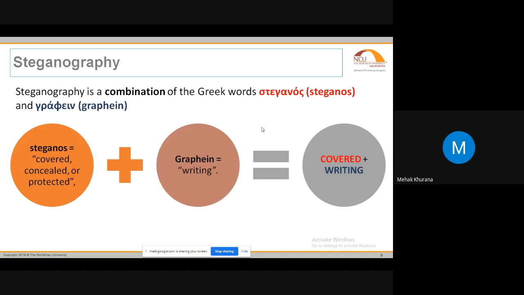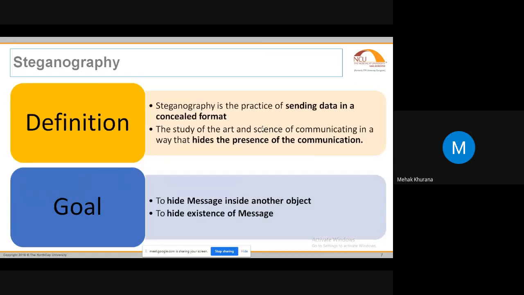Now in steganography, the covered part has changed. It can be anything, as we will learn in later slides. In ordinary writing, we write something and cover it. But in cryptography, everybody knows that we are sending data and that it is encrypted in some other form; we just don't know what the key is. In steganography, we cover it so that nobody should even know that we are sending the data. So next, please. Coming to the definition and the goal.